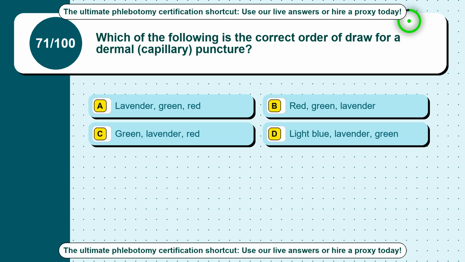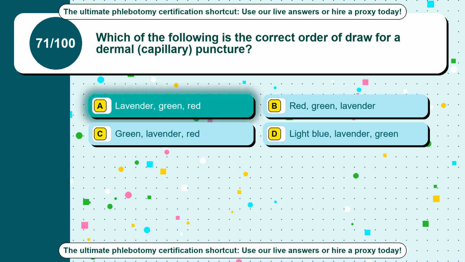Question 71. Which of the following is the correct order of draw for a dermal, capillary, puncture? Option A. Lavender, green, red. Option B. Red, green, lavender. Option C. Green, lavender, red. Option D. Light blue, lavender, green. The correct answer is option A.